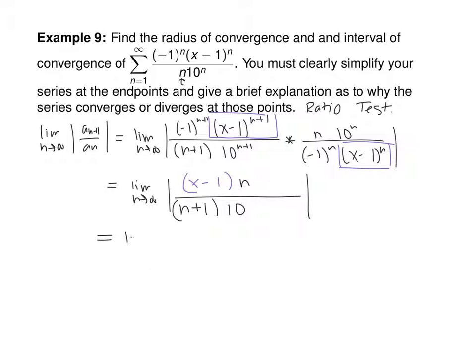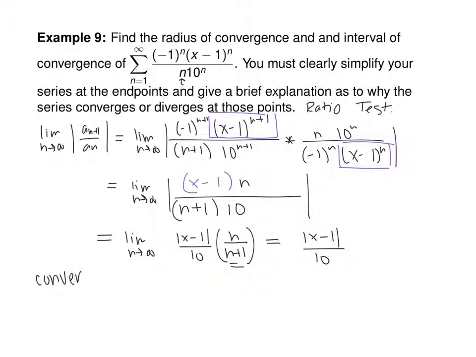So now that x minus 1 over 10 is constant, and as n goes to infinity, this thing goes to 1. So this limit approaches the absolute value of x minus 1 over 10. And the ratio test tells us that this will converge if the absolute value of x minus 1 over 10 is less than 1, which implies that the absolute value of x minus 1 is less than 10. So your radius of convergence is 10. So you converge for numbers that are 10 greater than 1 and numbers that are 10 less than 1.